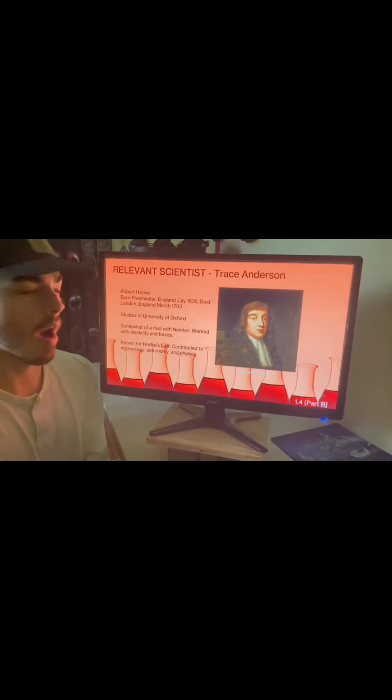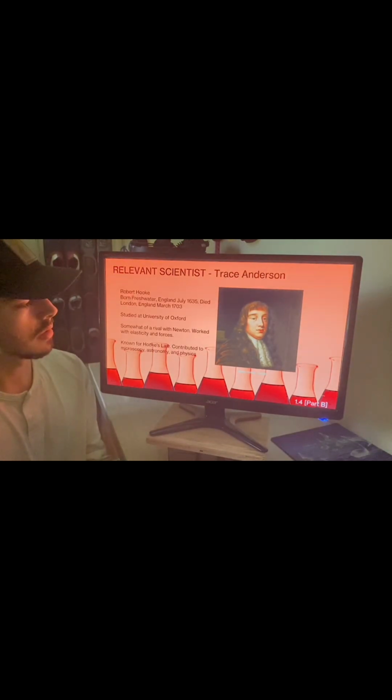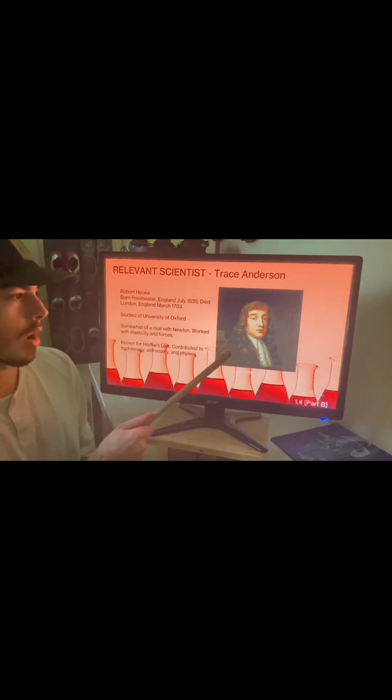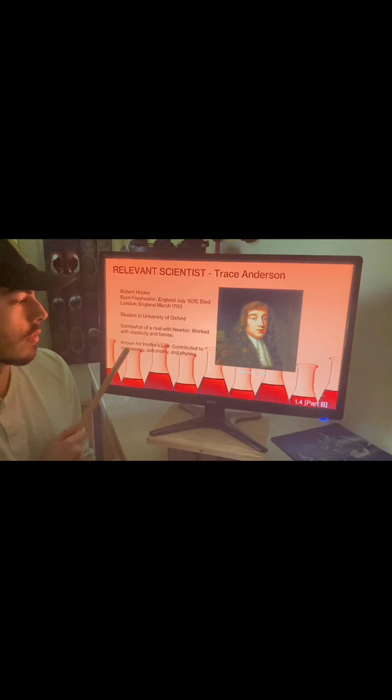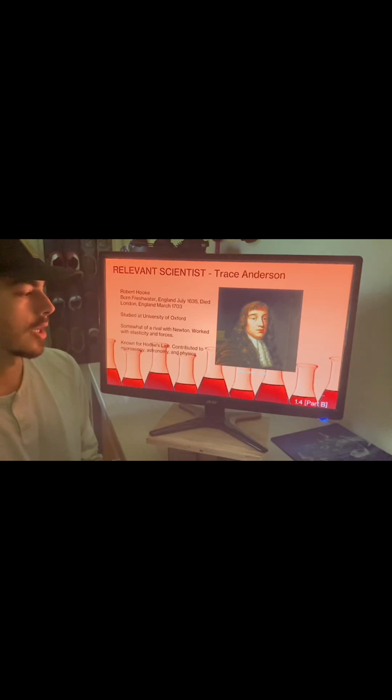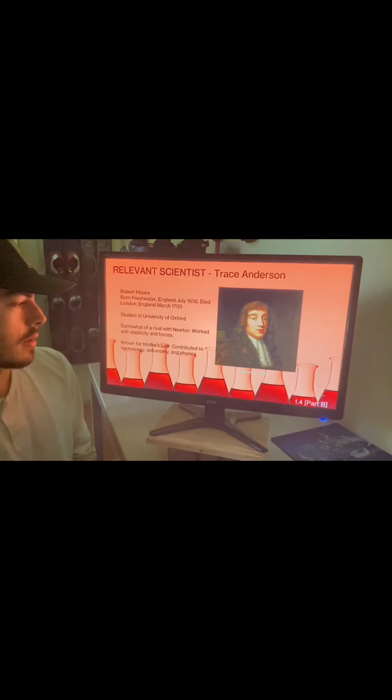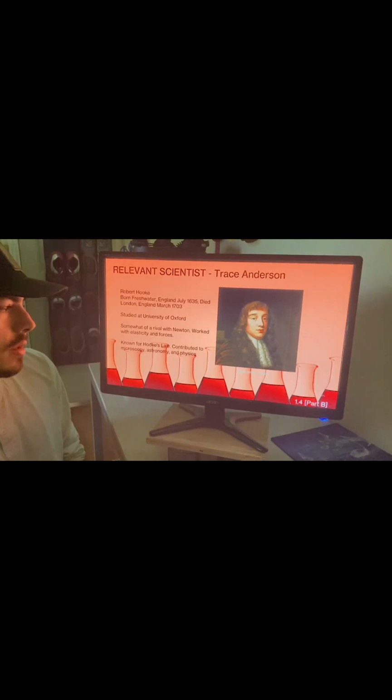He was somewhat of a rival with Newton, even though apparently they worked together on some topics. So this guy, Robert Hooke, he worked a lot with elasticity and forces, especially because what he's most famously known for is Hooke's law, which has to do with elasticity. And he not only did physics, he also contributed a lot to microscopy and astronomy. So he did a lot using a microscope.